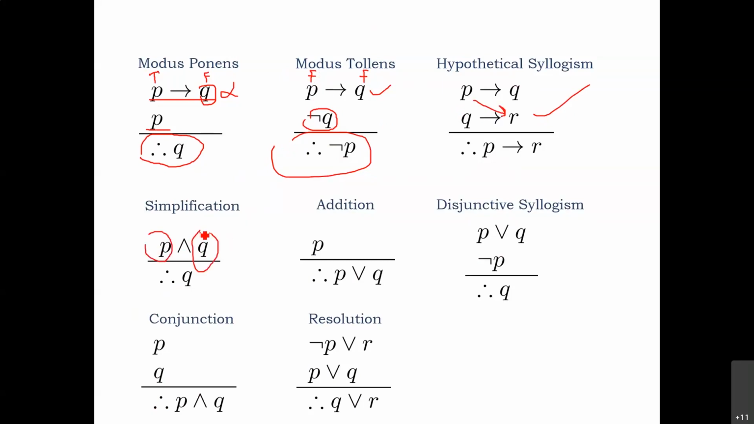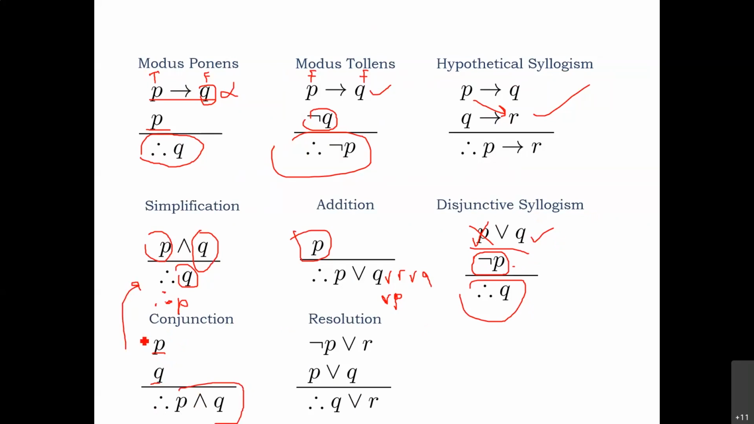Simplification. Both P and Q are true, so you can get Q, or you can get P. Like both of them are true. Addition. You know that P is true, so add whatever you want to it. Add P again, it's still going to be true. Disjunctive syllogism. You have P or Q, and you know that P is false, so you get Q. You know that P is false, just remove it. Conjunction. Two things are true, their and is also true. Kind of like the opposite of simplification.